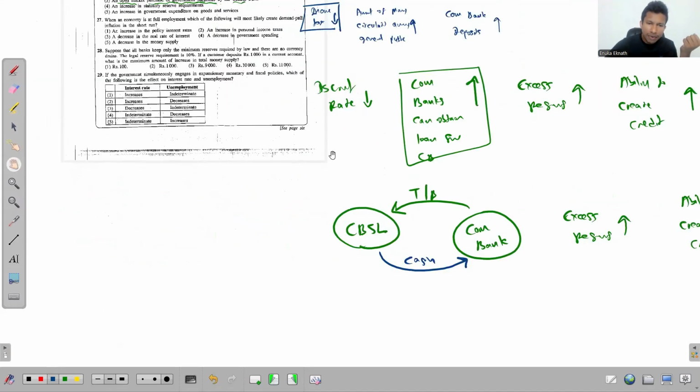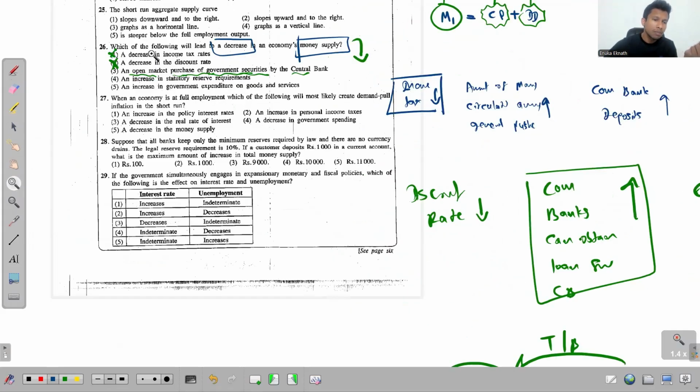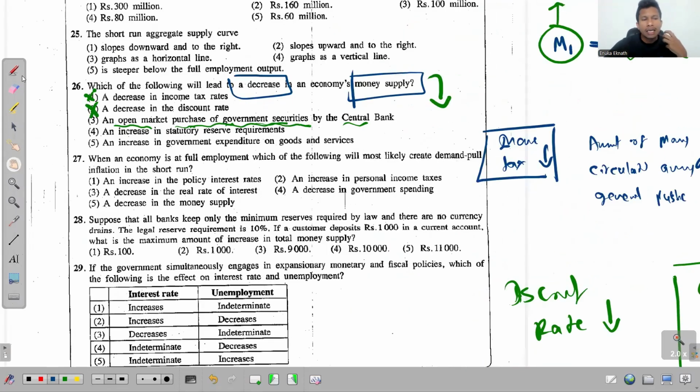See, from these first three options, what happens to the money supply? Money supply increases, not that it decreases. Even this is not the answer. Right, now look at this fourth one.